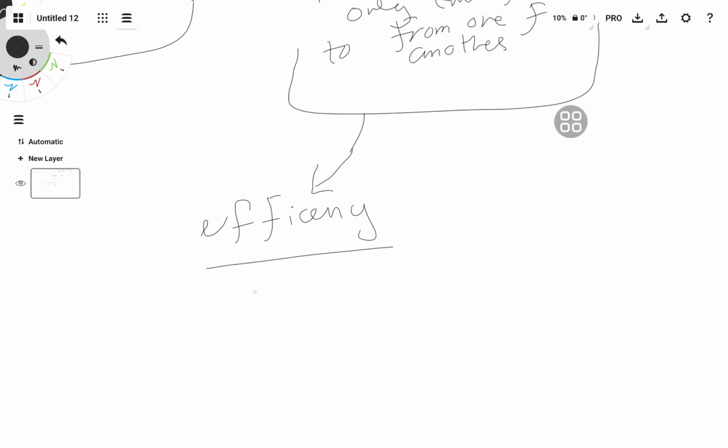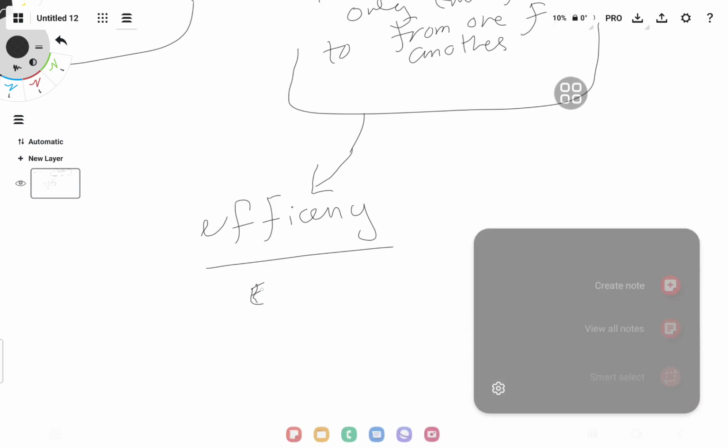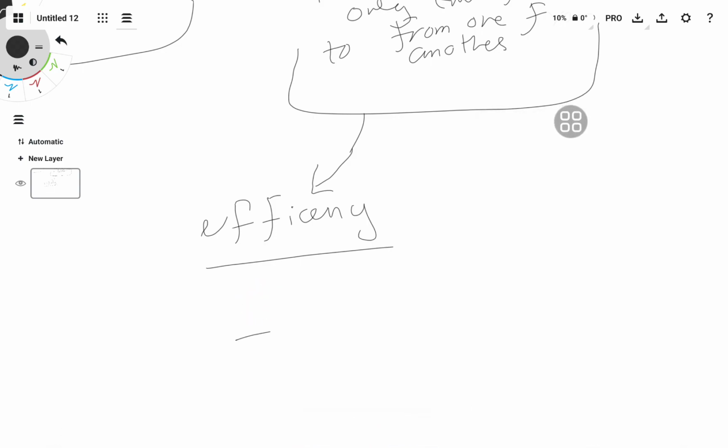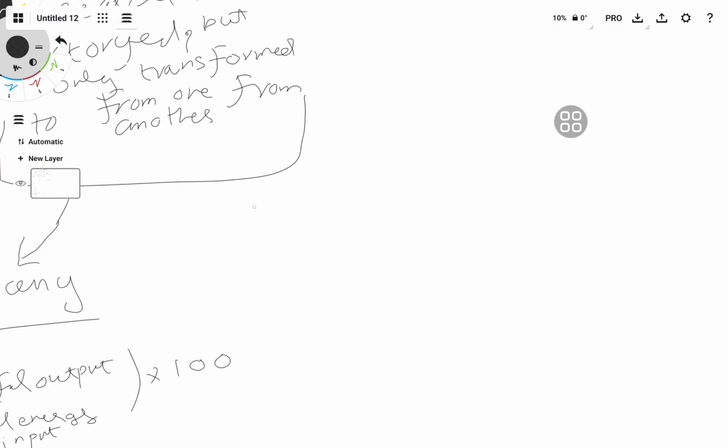Efficiency is basically useful energy output over total energy input, multiplied by 100. This is the formula. At the end we have power, which is the rate of work being done per unit time. Power is F into d over t.